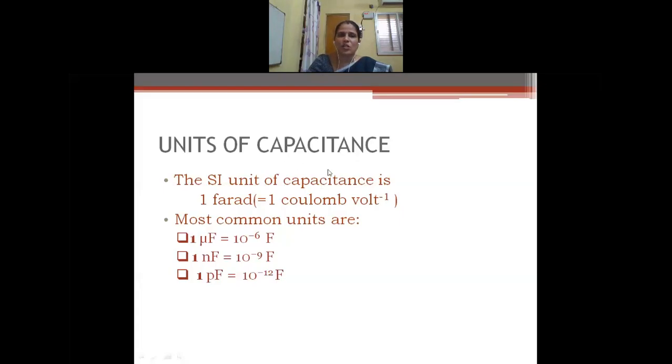Then these are the units of capacitance. The SI unit of capacitance is the farad: 1 farad is equal to 1 coulomb per volt, because we know that C is equal to Q by V. The unit of charge is coulomb and the unit of voltage is volt. The most common units are microfarad, nanofarad and picofarad. 1 microfarad is 10 power minus 6 farad, 1 nanofarad is 10 power minus 9 farad and 1 picofarad is 10 power minus 12 farad.